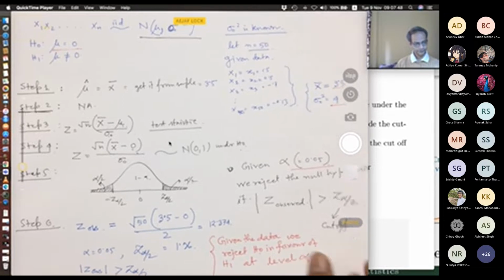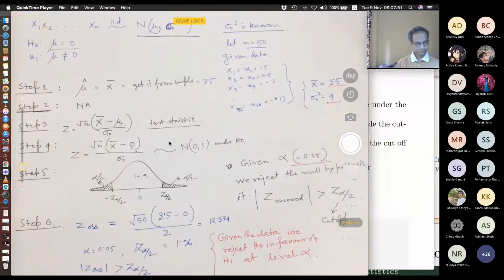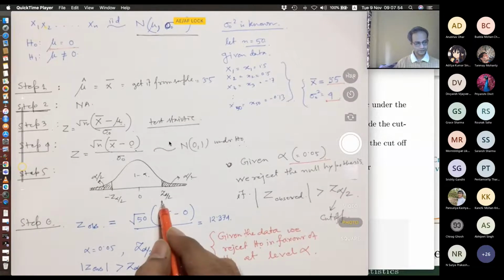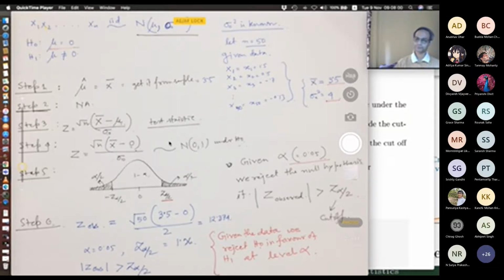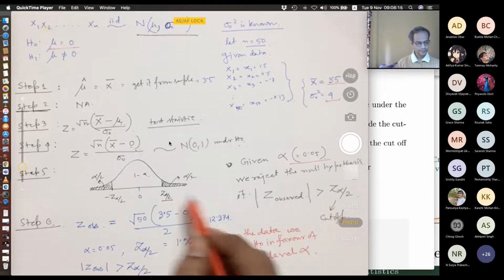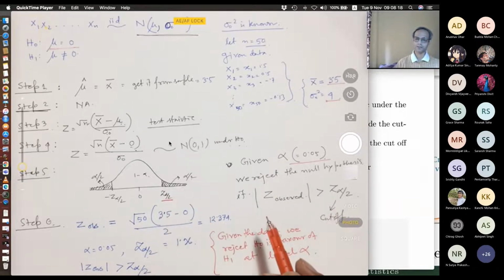Sir, here Z alpha by 2 should be 3.9, right? No. You check. Here sigma naught is 2. Sigma naught is nothing to do with Z alpha. I want this expression as a whole. Z alpha is the upper alpha value for normal 0, 1. It has nothing to do with sigma. Yes, Z alpha by 2 is the value after which the probability is 0.025.